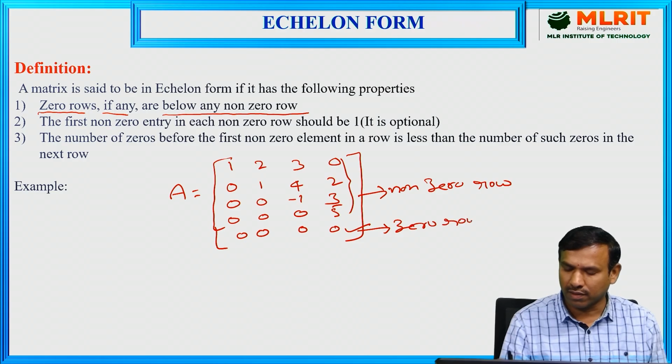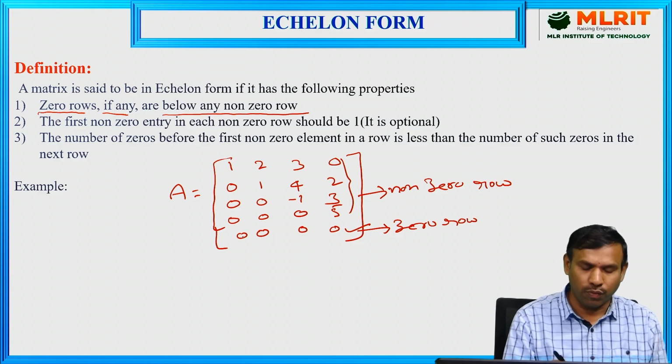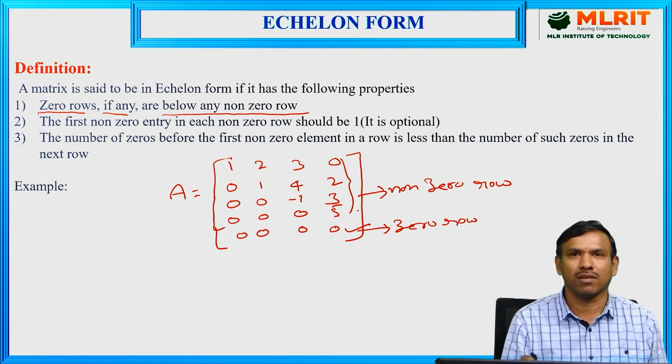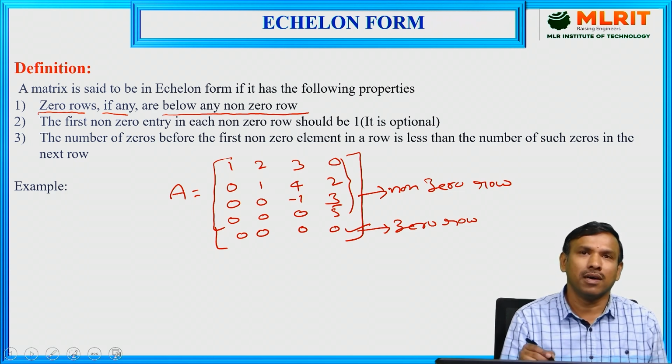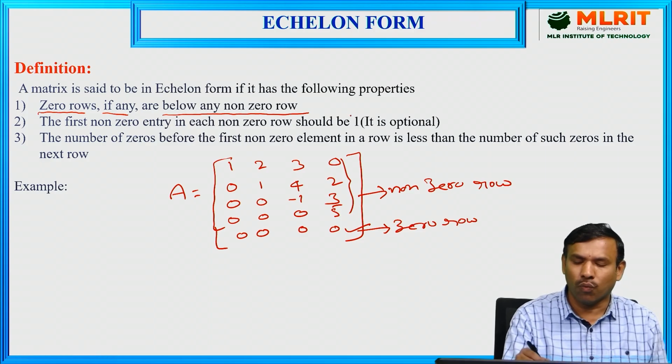Why? Because in the fifth row, all the elements are 0, so it is a zero row. If zero rows exist, they should be below the non-zero rows, like this. Suppose one is in the middle, you can interchange and keep it at the bottom of the matrix. The first non-zero entry in each non-zero row should be 1.